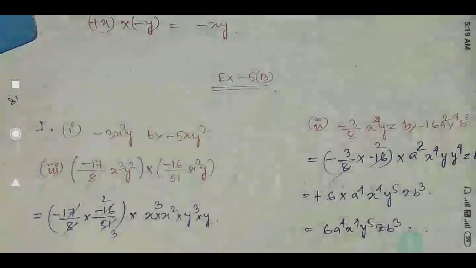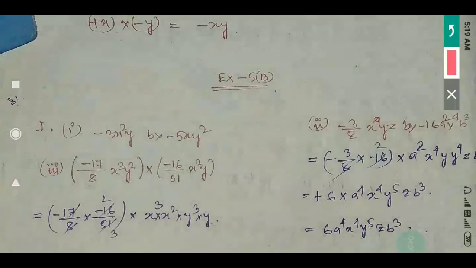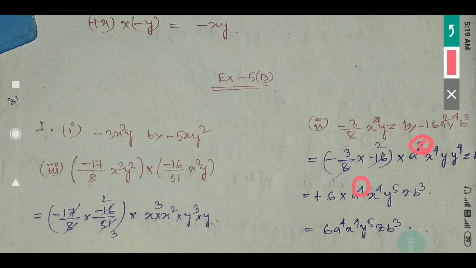Here by mistake I have written a power 4 in place of a square, so you make it correct by yourself. A square is given only, so here also it will become a square.